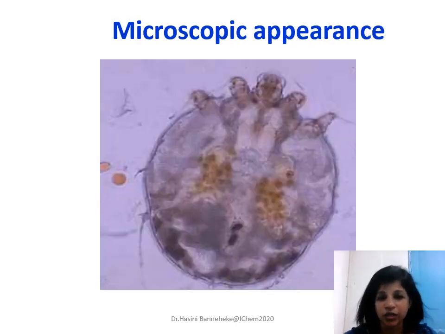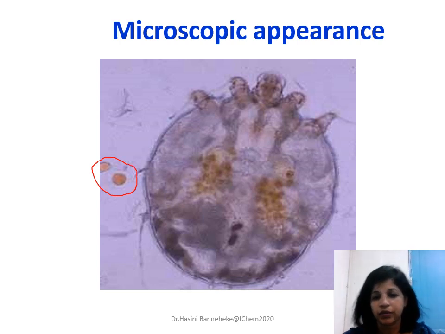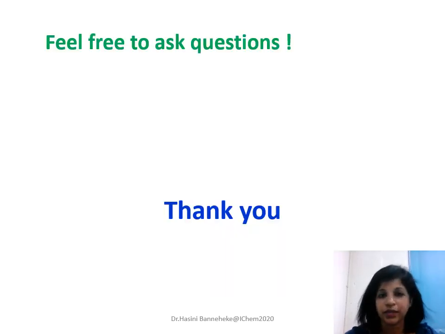This is how you see them under the microscope. This is the mite, and this is the mite that you are seeing, and then this side on what you see here, the circled area is the fecal matter of the mite. So that's all about the vectors of medical importance.